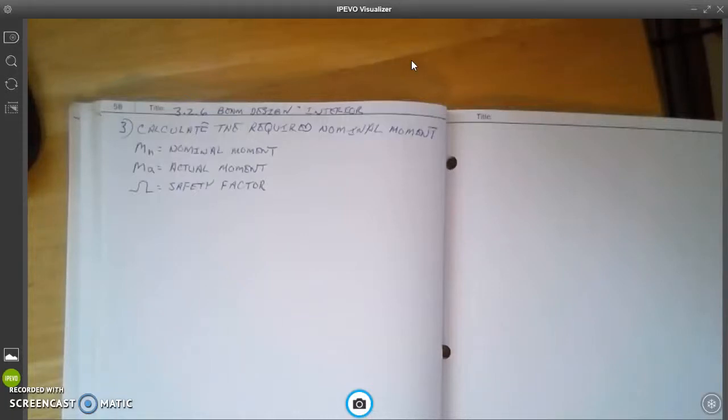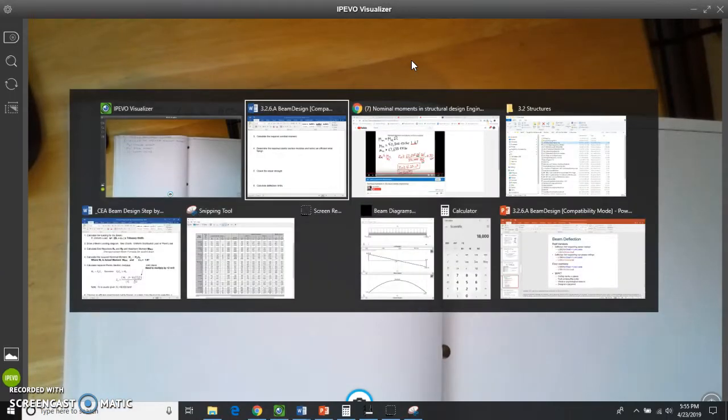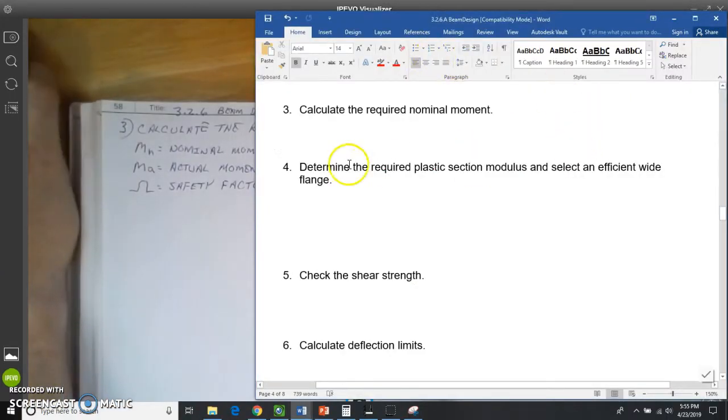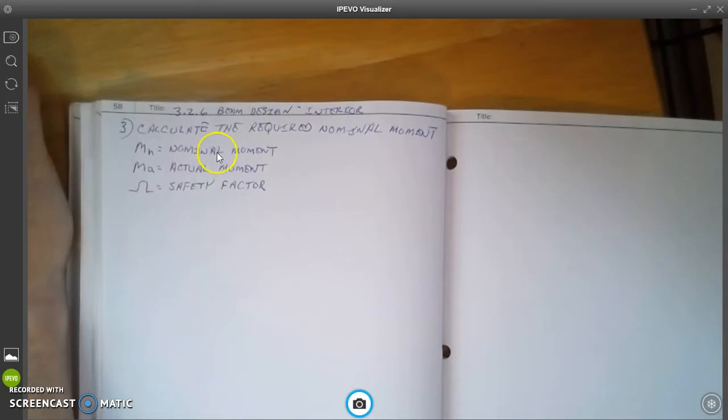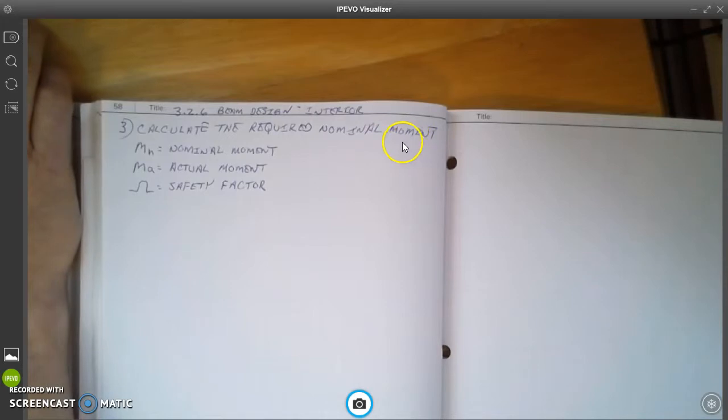Okay, so in this video, we're going to be calculating the required nominal moment, and also we're going to be doing the plastic section modulus. So this is numbers 3 and 4. I'll go back to my notebook here, and you can see I wrote at the top 3.2.6 beam design, interior. And then I put three, calculate the required nominal moment.